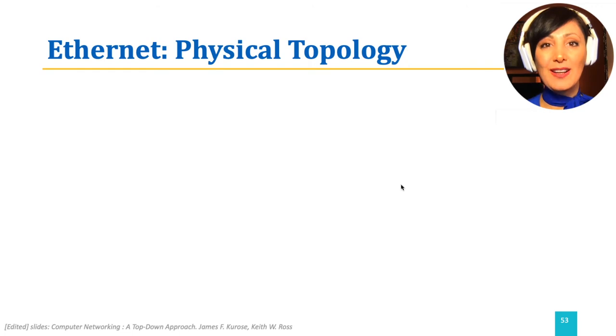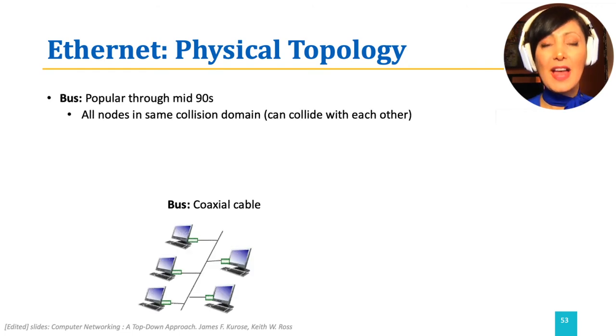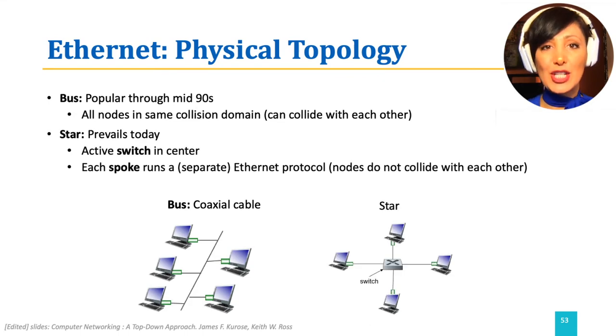In bus topology, all nodes share one bus, and therefore they share the collision domain. This means that their transmissions could collide. In the star topology, the hub, or active switch, is in the center. Over time, in the change to newer technologies, the hub, which was a physical layer repeater, was replaced with a layer 2 switch. Therefore, each spoke runs a separate Ethernet protocol, and the switch is a layer 2 store and forward device. We will discuss switches in a little bit more detail later in this module.